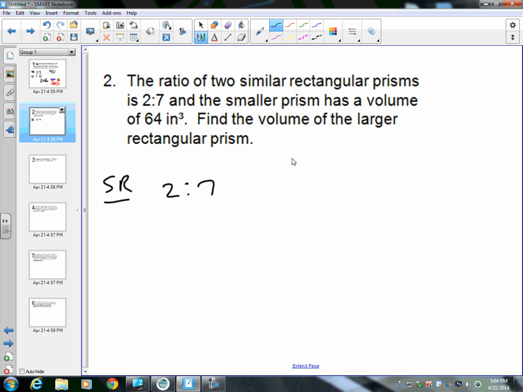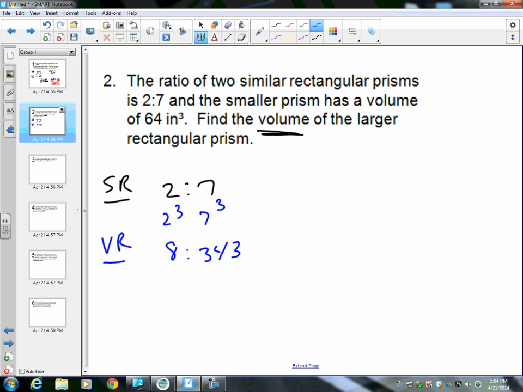Okay, it tells us that the volume is 64 inches, so we're looking for volume. So in order to find the volume, we're going to change our similarity ratio into our volume ratio. To go from similarity to volume, you cube each number, so 2 cubed, we get 8. And then we're going to take the other side, 7, and cube that number. 7 cubed is 343.